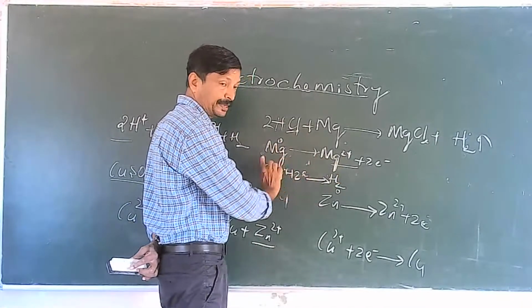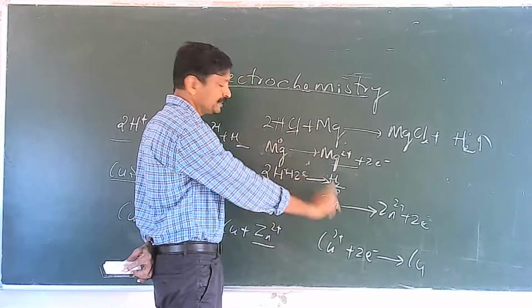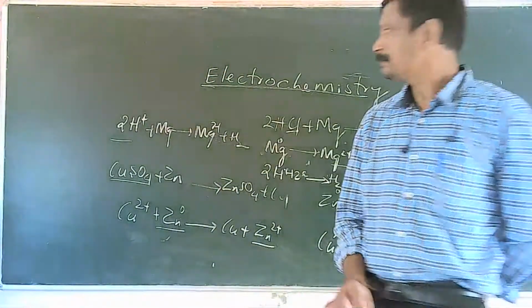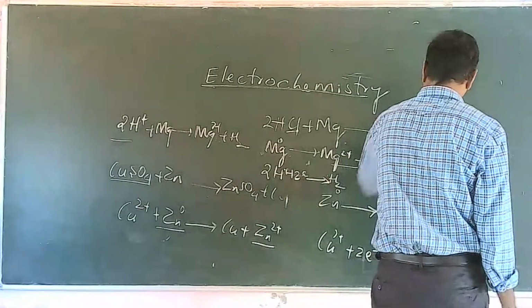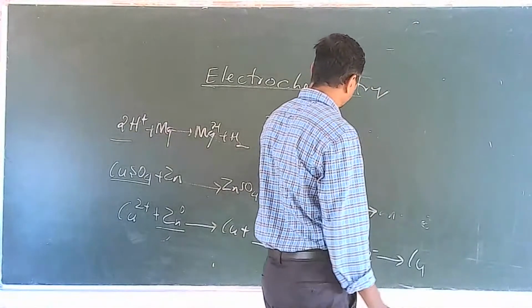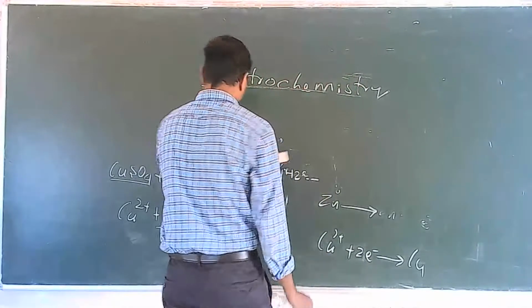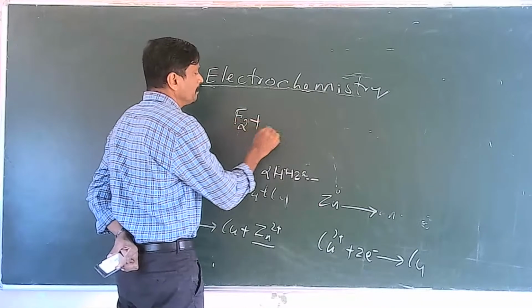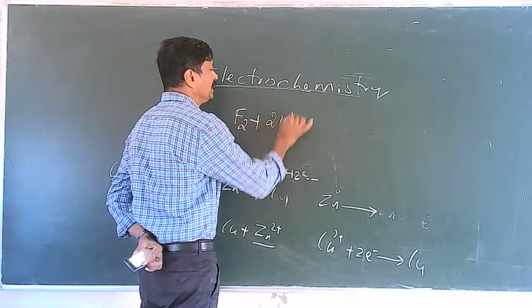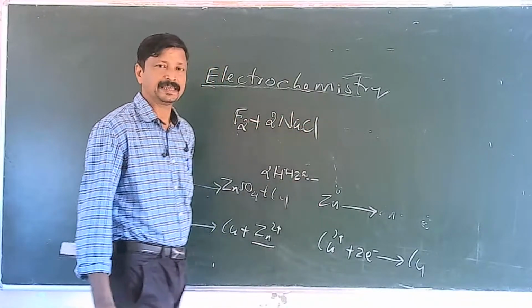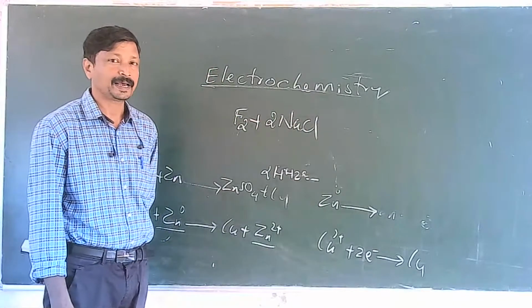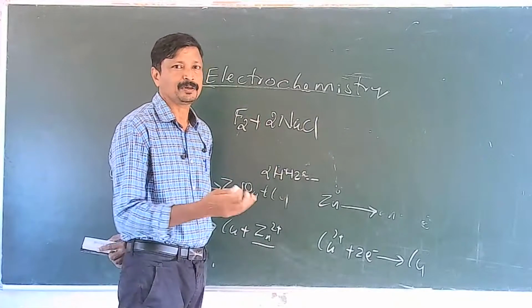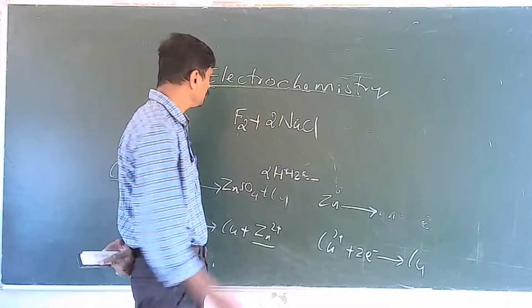Here magnesium is oxidized. H plus is reduced. So here, I can give a lot of equations. You have studied in the halogens, F2 plus 2NaCl. Fluorine is the strongest oxidizing agent for all the known elements.